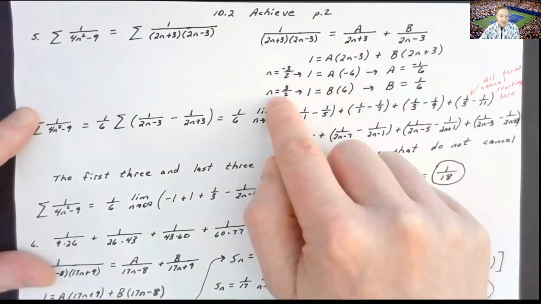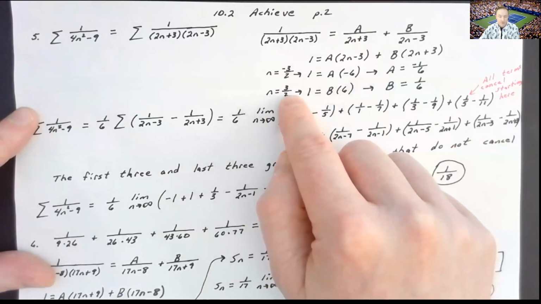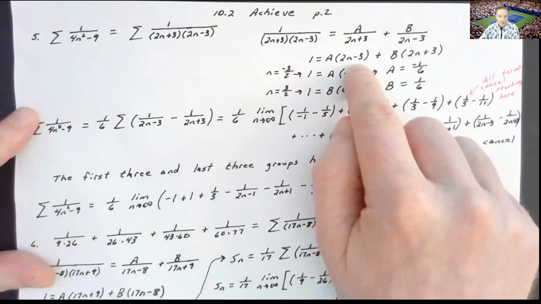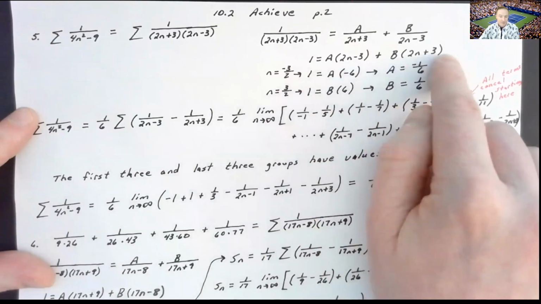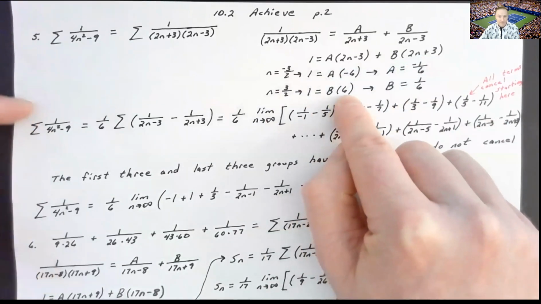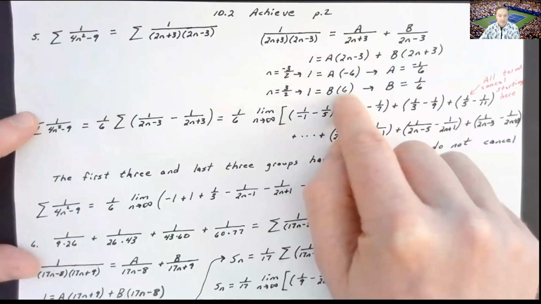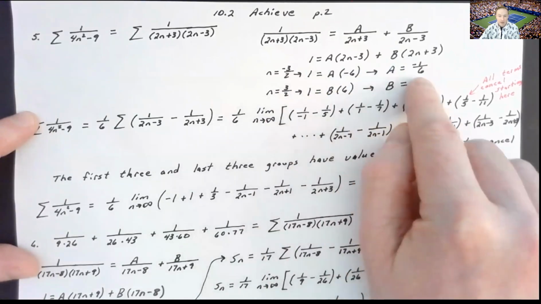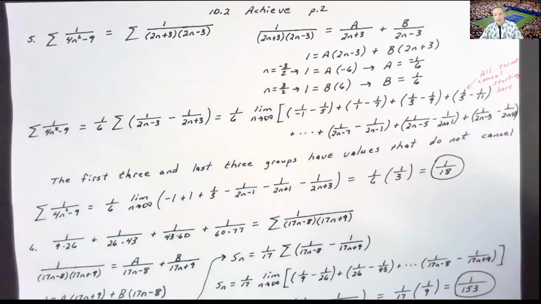You do the same thing to solve for b by letting n equal positive 3 over 2. When you do, a gets multiplied by 0, b gets multiplied by a positive 6. So then I can say, well, clearly then b is equal to positive 1 over 6. So I have a is negative 1 over 6, b is positive 1 over 6.